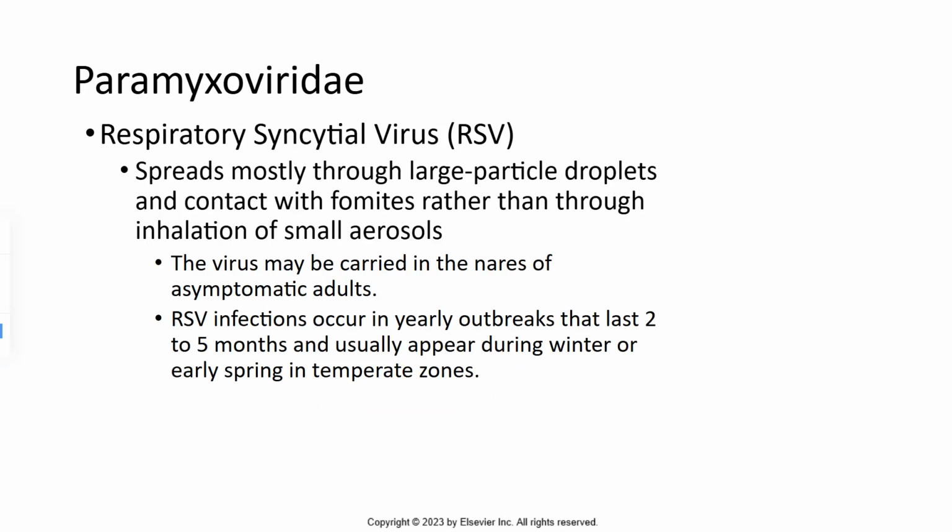It spreads mostly through large particle droplets in contact with fomites rather than through inhalation of small aerosols. The virus may be carried in the nares of asymptomatic adults. RSV infections occur in yearly outbreaks that last 2 to 5 months and usually appear during winter or early spring in temperate zones.